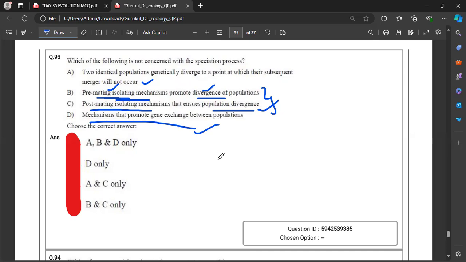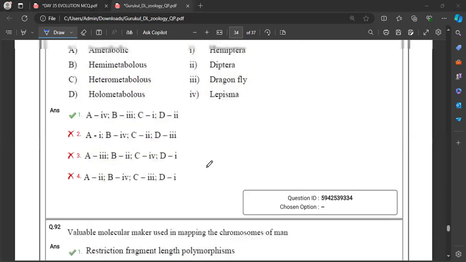And you have to find which of the following is not concerned with the speciation process. That will be option B, mechanism that promotes gene exchange between the populations. Okay, what are the other questions we have?